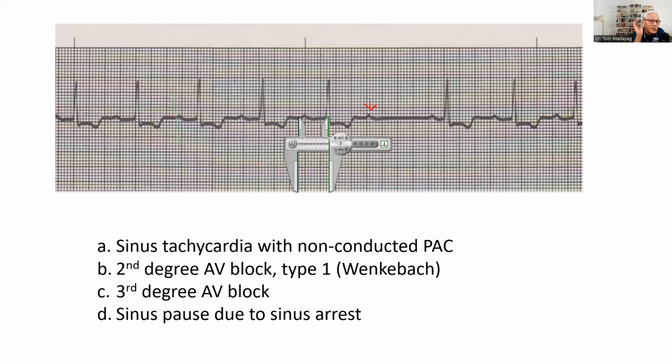Remember now that in sinus arrest or a sinus pause, there's not going to be any abnormality in the PR interval. Over here, we have a pattern whereby the PR intervals are gradually prolonging. And therefore, this is a characteristic of a second degree AV block, Mobitz 1, also known as AV Wenckebach.